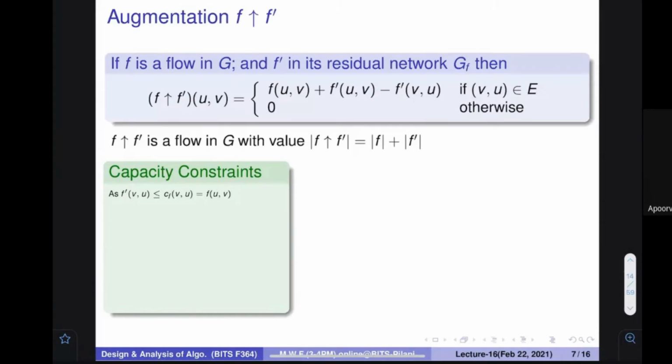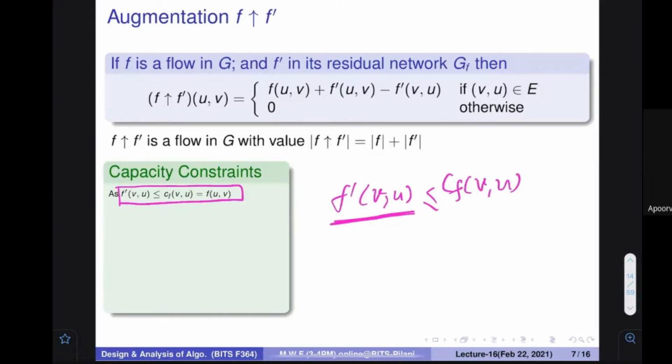So before going to this, let me show you this thing. Can you see this particular formula? Everybody, can you read this? F dash VU is less than or equal to CF of VU. What is CF? What is the capacity? You know that this is F dash VU. What is F dash VU? F dash means inside where? Inside the residual network. So it would be less than the capacity available over there, VU, because flow cannot exceed that particular value.